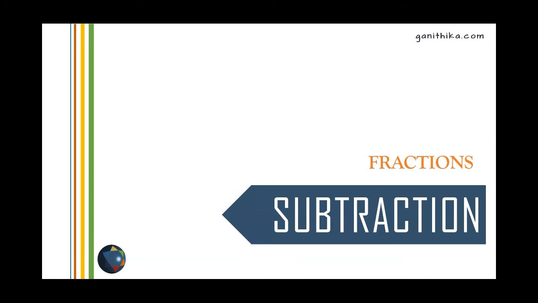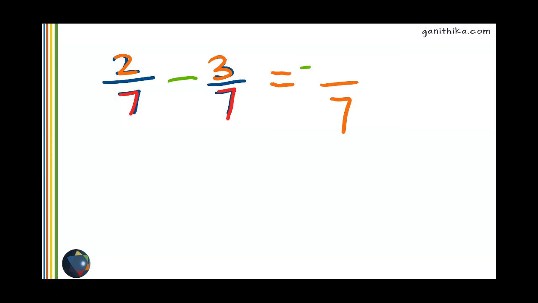Let's do subtraction. Subtraction is not much different from addition. If you have the same denominators but with subtraction, you just need to subtract the numerators instead of adding them. Maintain the denominator as it is because 2 over 7 and 3 over 7 have the same denominators. Therefore, the final answer also will have the same denominator 7, but the numerators are subtracted.